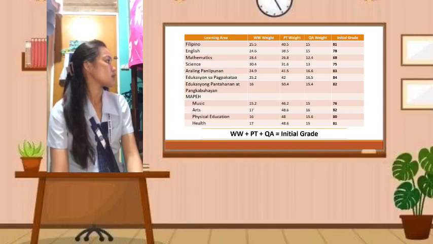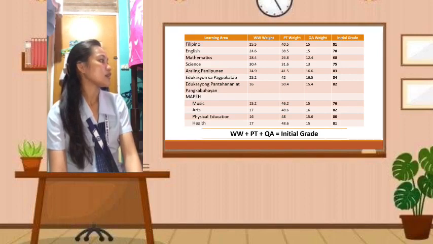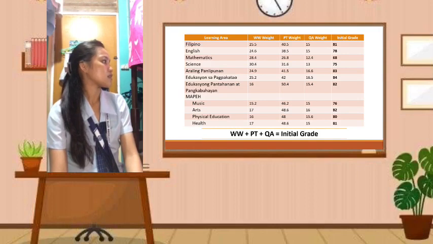28.4 plus 26.8 plus 12.4 is equivalent to 68. 30.4 plus 31.6 plus 13 is equivalent to 75. 24.9 plus 41.5 plus 16.6 is equivalent to 83. 25.2 plus 42 plus 16.8 is equivalent to 84.